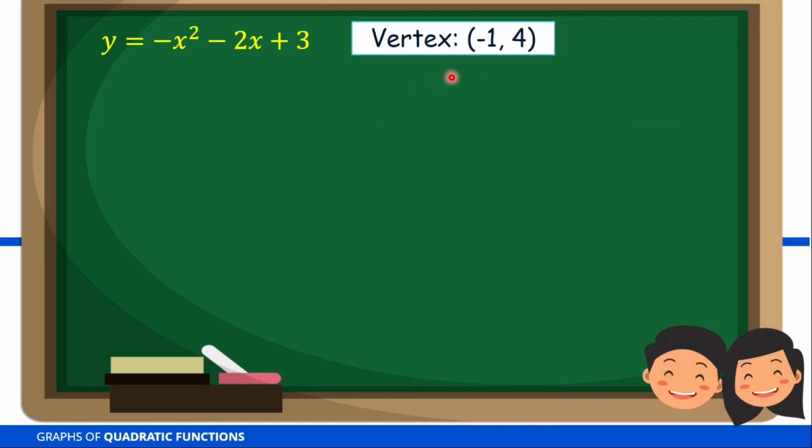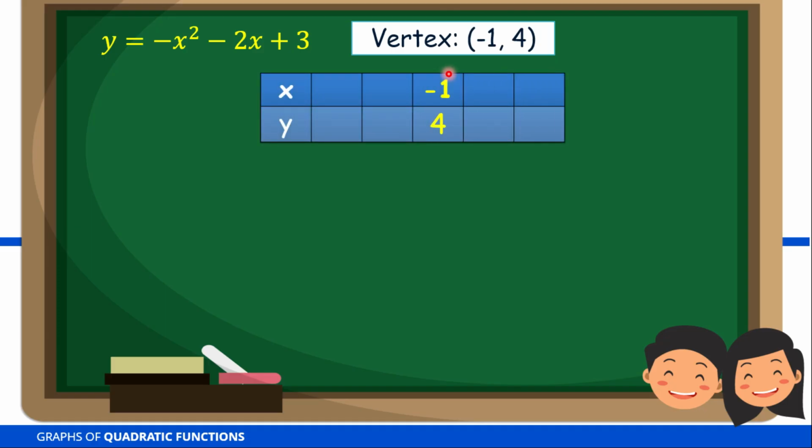Now na mayroon na tayong vertex, ang gagawin naman nating step ay ang pag-generate ng tinatawag nating table of values. Sa table of values, ilagay na natin agad yung nakuha nating vertex. So remember na ang h dito sa ating vertex ay ang x-coordinate at ang k naman ay y-coordinate. So ilagay na natin yan dito sa ating table of values. We have x, negative 1, and then y, positive 4.